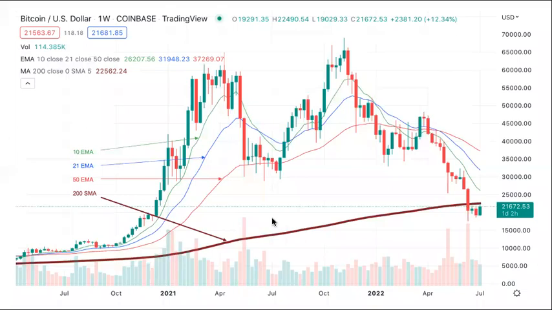So basically, what are moving averages? They are these curvy lines that you see on a chart. The color that you choose is up to you. For me, I use green to represent a 10 EMA, blue to represent 21, red to represent 50 EMA, and then I use a dark red for the 200 simple moving average.